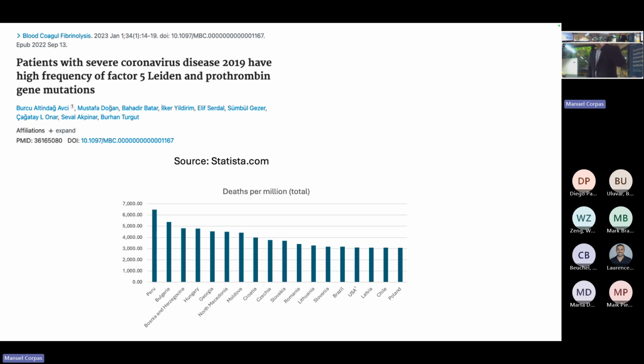And my hypothesis is that that's not just because they have a poor health system. What I did find is that with the gene F5, there seems to be a link. Patients with severe coronavirus have a high frequency of a mutation in that gene. And I wonder if there is a link there.